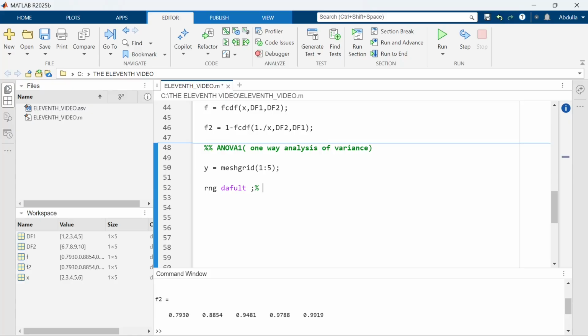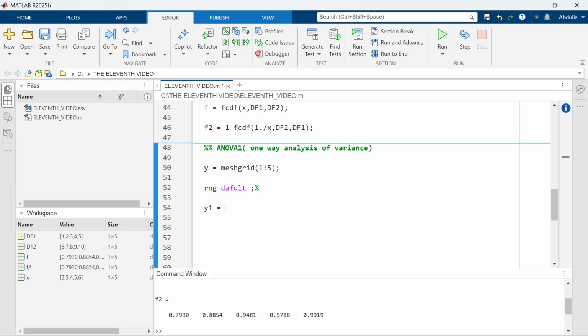This is just for reproducibility, and now we have to expect using rand functions. The random number generator default is always relevant with the rand function, which produces random numbers. So we're going to use it in a different way.